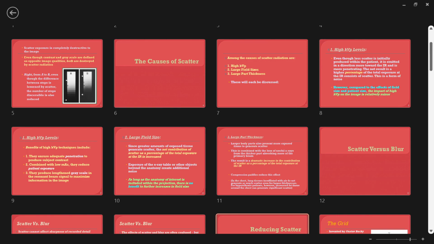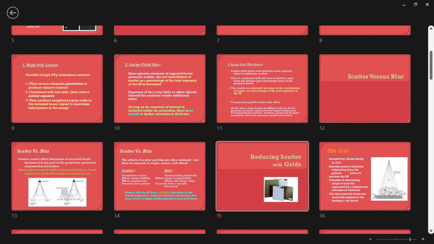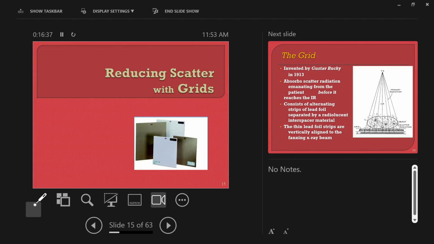What are the three things that affect scatter radiation? KV, field size, and part thickness. The part is as thick as it's going to be and you can't change it. The KV is whatever it's going to be and you're not going to change it, okay? And the field size is what it's going to be and you can't change it. Those three things that affect scatter, you cannot change for one given exam. So the only way to reduce scatter for some given image is to just stop it, okay?